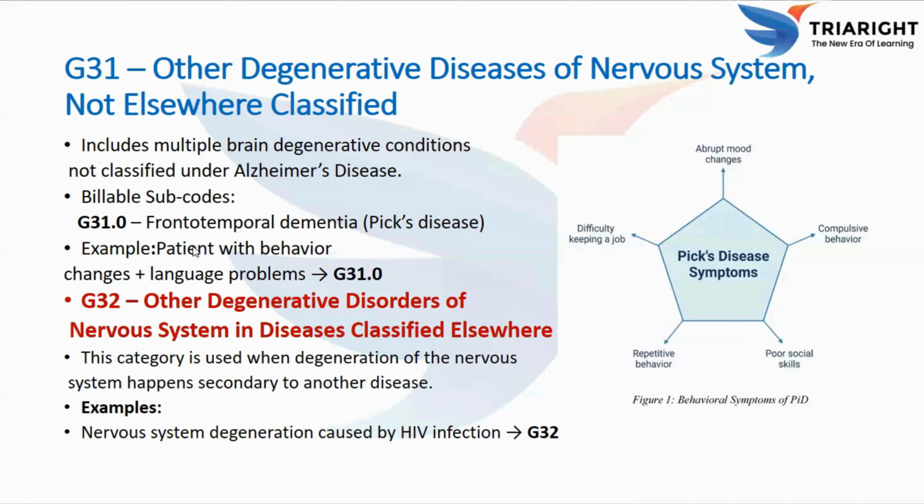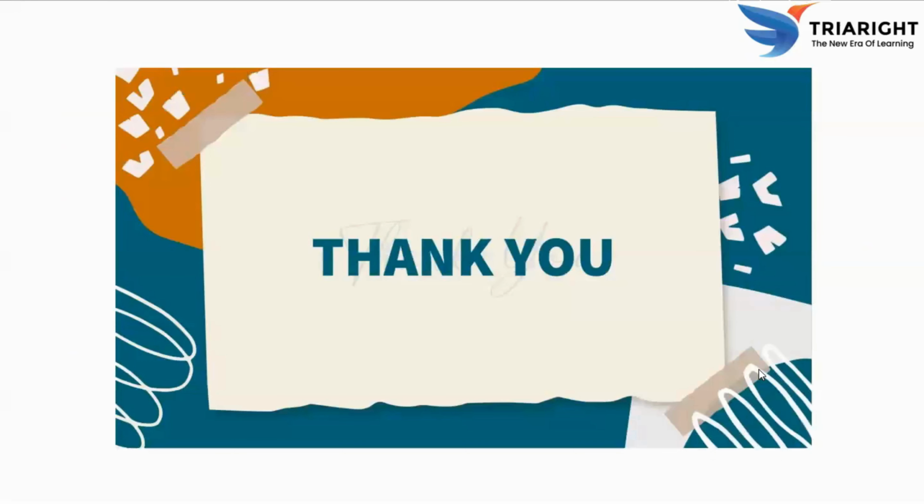And also you have learnt about G32. So when to assign G31 and when to assign G32. So this is all about today's session. In the next session, you will be learning about some more ICD-10-CM disease classification of the nervous system. I hope this video is helpful for you, and thank you.